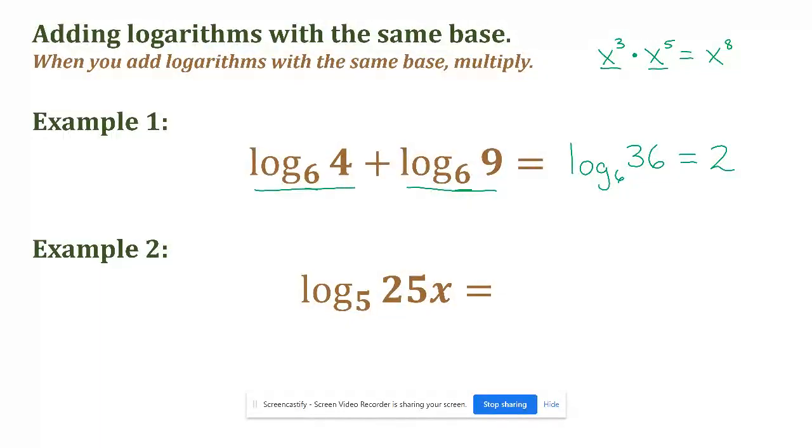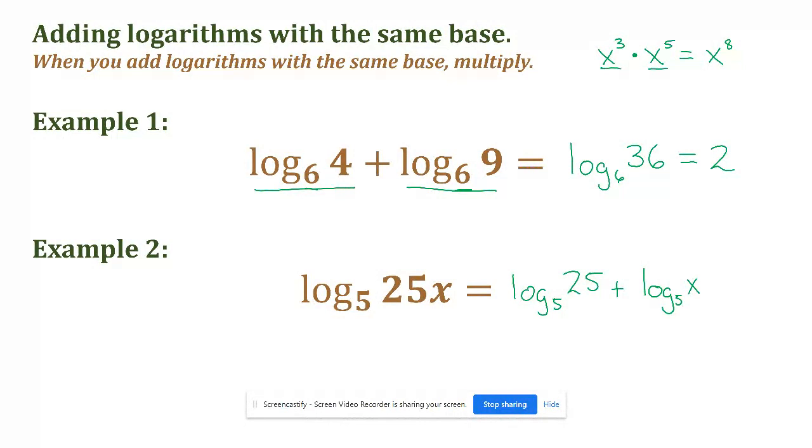On example 2, we're going to use this same rule, the same technique, to split the log. That's a nice little wordplay there, split the log. Okay, I didn't intend for that, but we're going to go with it. So we're going to take log base 5 of 25, and log base 5 of x. And because those were multiplied together, when we split them, we're going to use addition. So just the reverse of what we did on example 1.